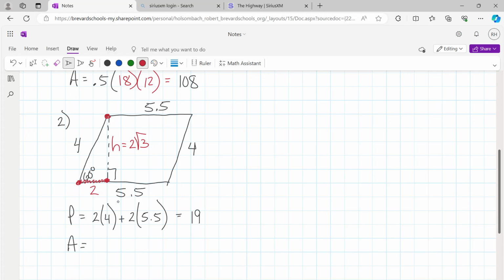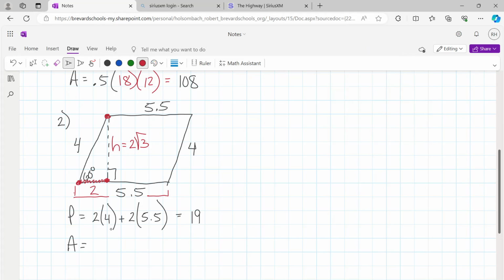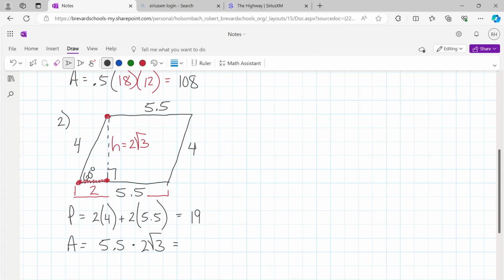So the 5.5, which was the whole bottom down here, is our base, and the 2 radical 3 is the height. So our area equals 5.5 times 2 radical 3, which is 19.1.